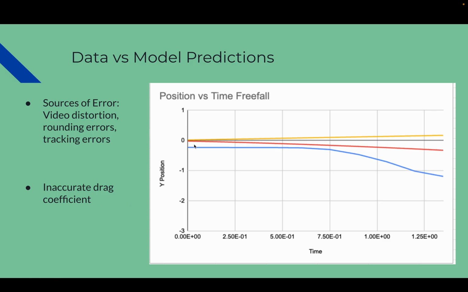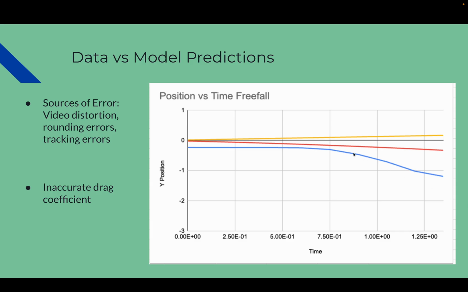The errors that I made include rounding errors, some tracking errors, as well as video distortion, and I also made some errors with the time. That's why we can see that this is already going through that pattern while the other two lines aren't actually there yet, because you need to include more time in order to get the full trend of this going down. So I got less of a y position than I did if it was computational.